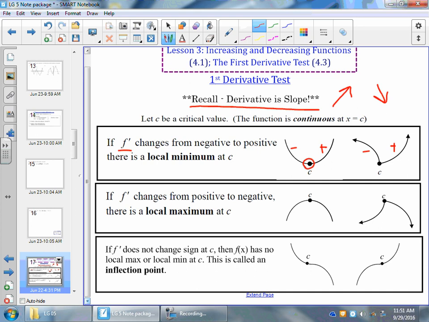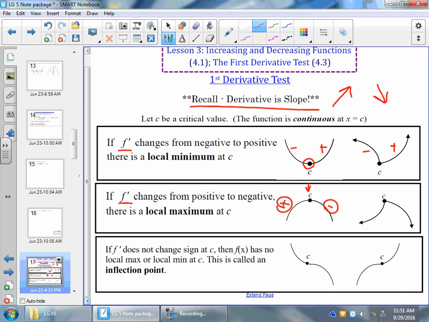it's still going to be a minimum value. Obviously then, if our derivative changes from positive to negative, then we know that we're going to have a maximum. So if I find one slope and it's positive, and I find another slope and it's negative, that critical value that's right in the middle there is going to be a maximum.